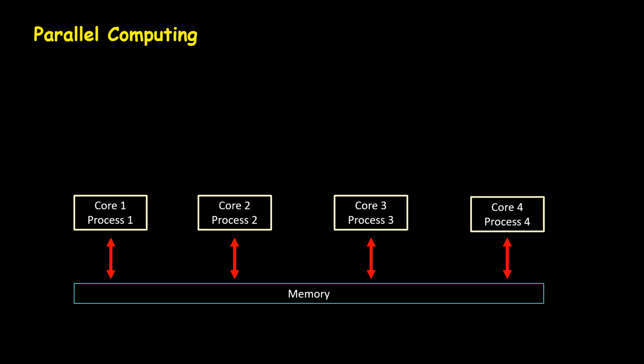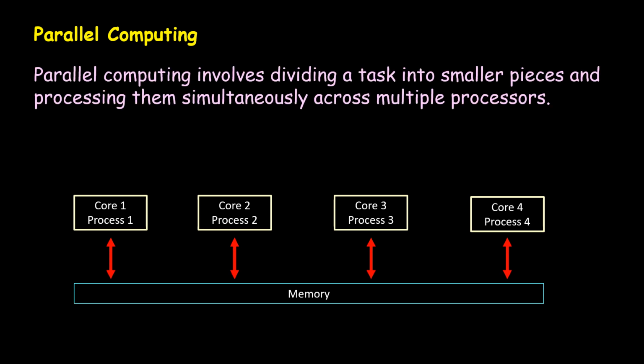Parallel computing. Parallel computing is a method of computing where a large task is divided into small parts and these parts are worked on simultaneously by multiple processors instead of one processor doing everything one by one. This speeds up the entire process, especially when the task is very large and complex.